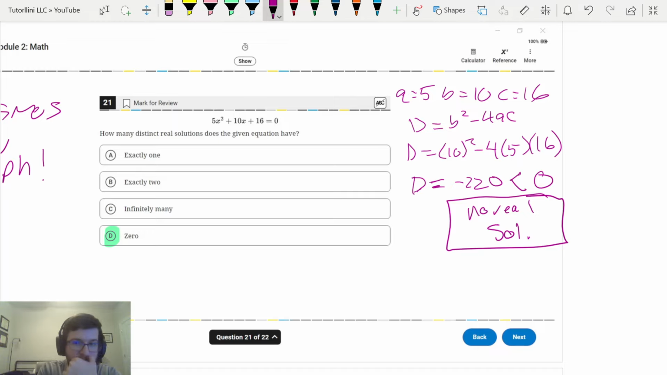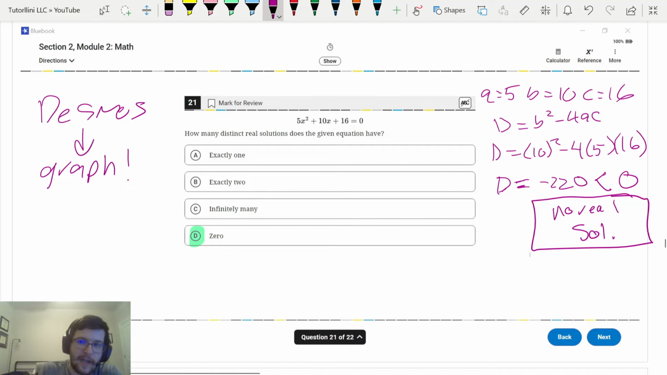Much easier to do on Desmos. Probably would take like, I don't know, 10, 15 seconds on Desmos. And then this way would probably take at least 30 to 45 seconds. And there's a chance you'd mess up, right? So, okay, so 21 is D.